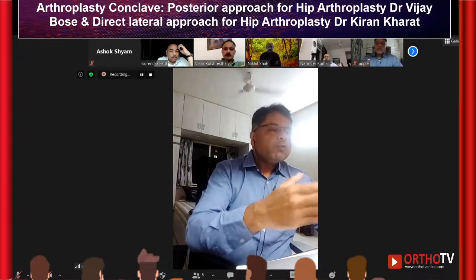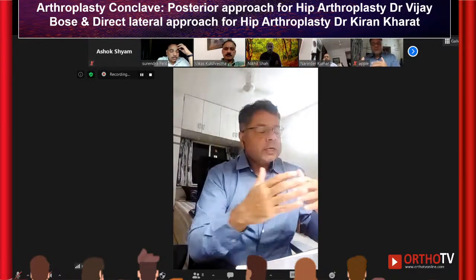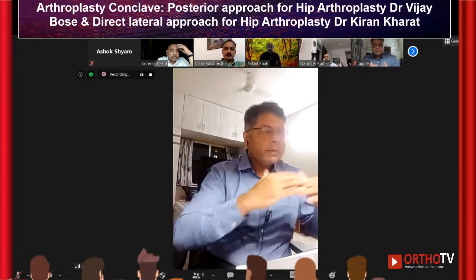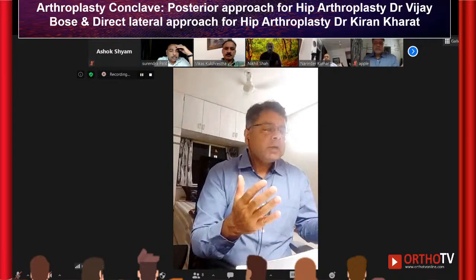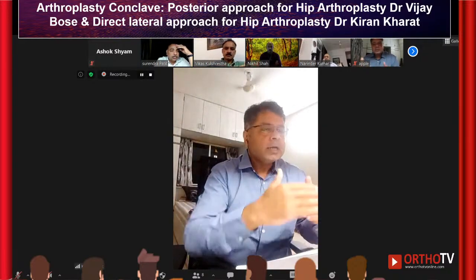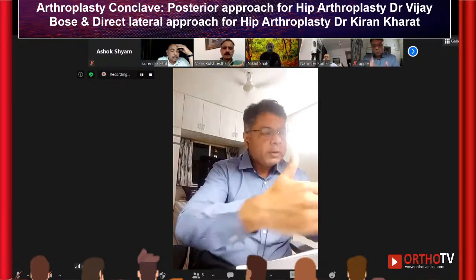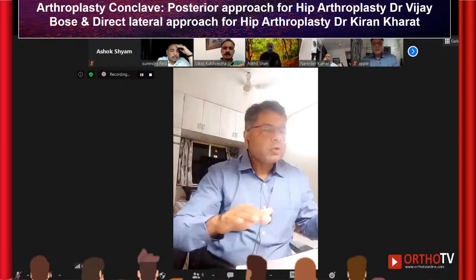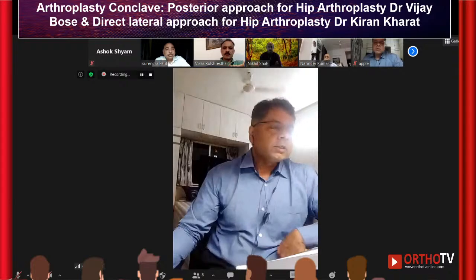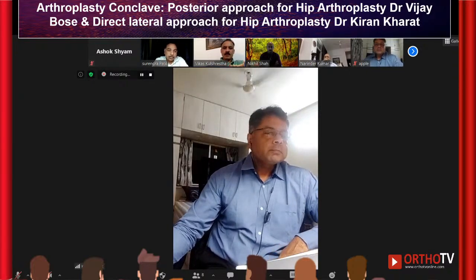But if you do it in layers, and I always like Vijay's approach because everything is meticulously done. And the same can be done for a lateral approach. Everything is meticulous in layers. You go open in layers and you close in layers. Absolutely meticulously. And the success is guaranteed with that.